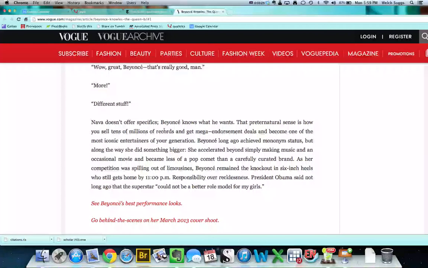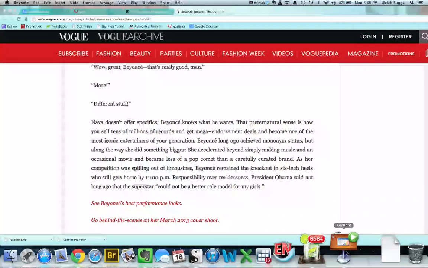And then it gets to here, and here's another very solid nut graph. Beyonce knows what the photographer wants. That preternatural sense is how you sell tens of millions of records and get mega endorsement deals and become one of the most iconic entertainers of your generation. This is totally gushy. I am not a big fan of the story, but the structure of it is absolutely spot on.